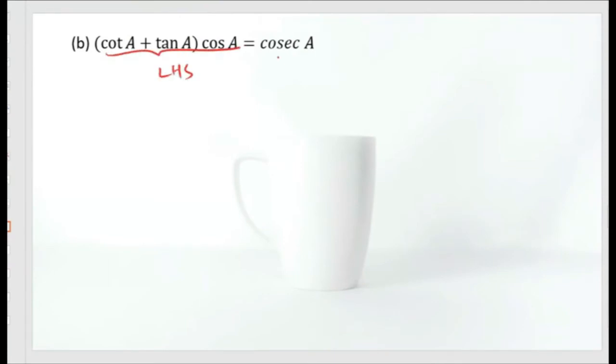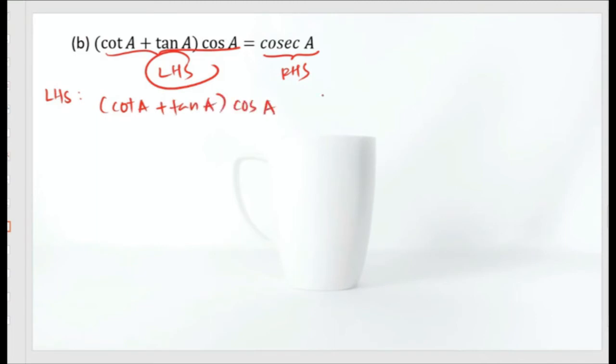Left hand side, and this is right hand side. We cannot prove from right to left for this question because the right hand side is too simple. It's very hard for you to prove it. Simplest is we prove from left hand side. Cotangent A plus tangent A, multiply with cos A.